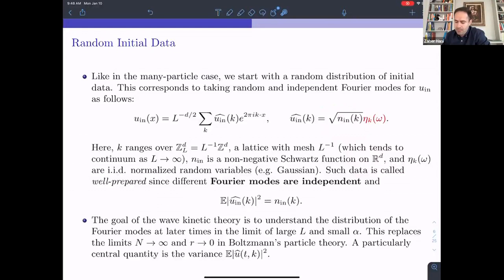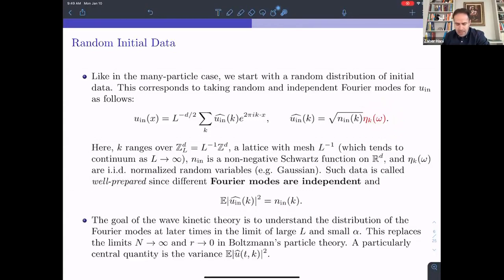This will become the initial data for your kinetic equation. You can take it to be a Schwartz function. This is an overkill; you just need a finite amount of regularity and decay, but let's not focus on that today. So the amplitude is given by the square root of n initial, and then we randomize this amplitude by multiplying by IID random variables. They are IID normalized random variables, which I denote by eta sub k. For example, you can take them to be Gaussian, but you don't have to.